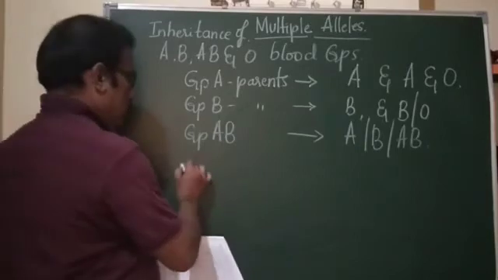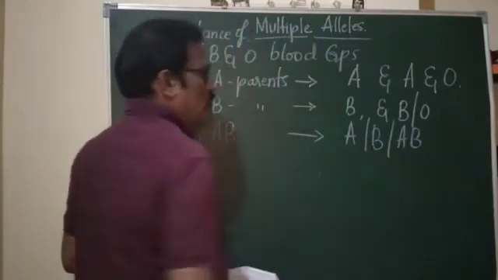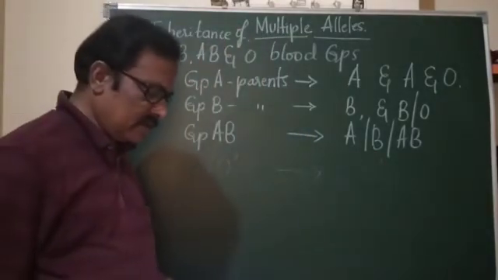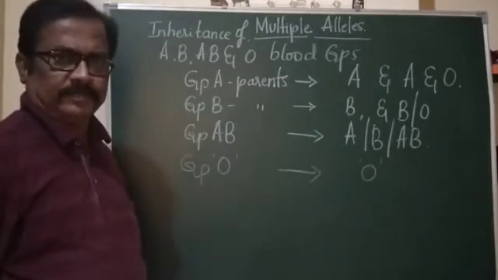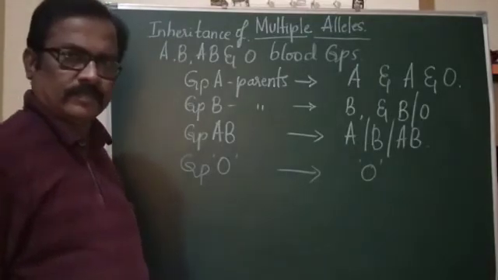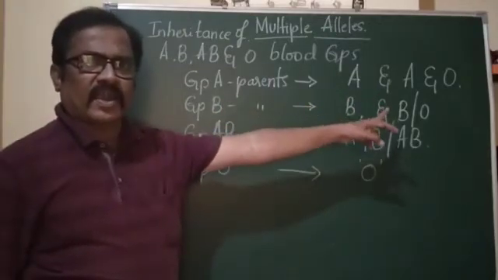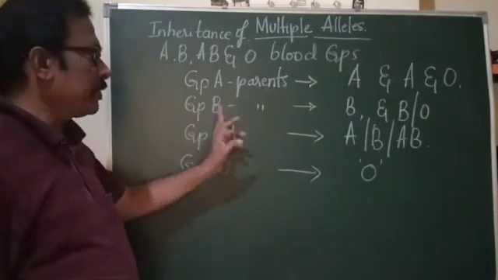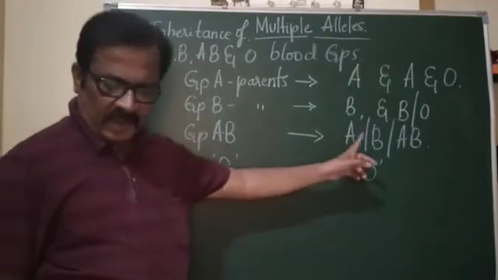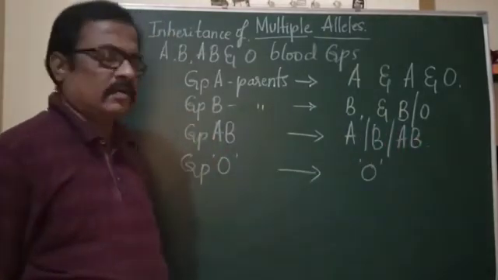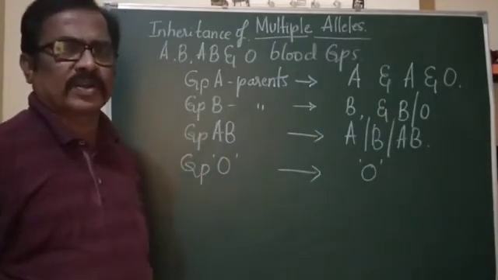And group O, which always has offsprings O only, because it is a recessive one. Offsprings of O parents are always O only. From this, group A parents have A and A or O progeny, group B parents have B and B or O progeny, group AB parents have either A, B or AB, group O parents always have O progeny only.